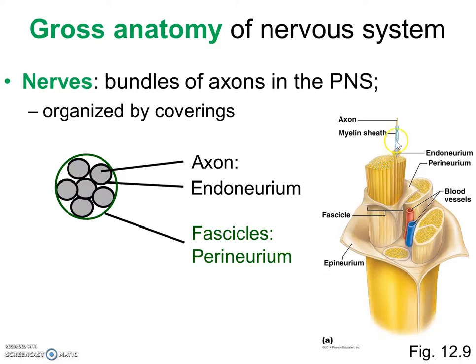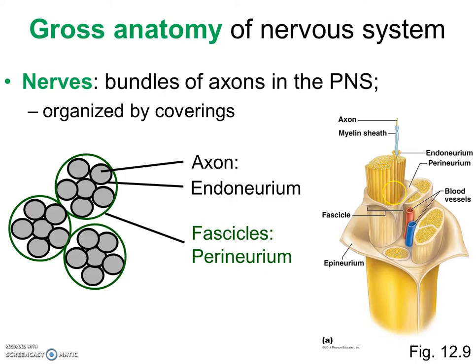So here, this would be one axon. There's the myelin sheath. This is the endoneurium. Here, notice this is a bundle of axons, and they're in one fascicle covered by this layer or covering called the perineurium. Now notice, in one whole nerve, you have lots of fascicles. In this case, we can see one fascicle here, another fascicle here, another one here, and another one here. We see 4 different fascicles.